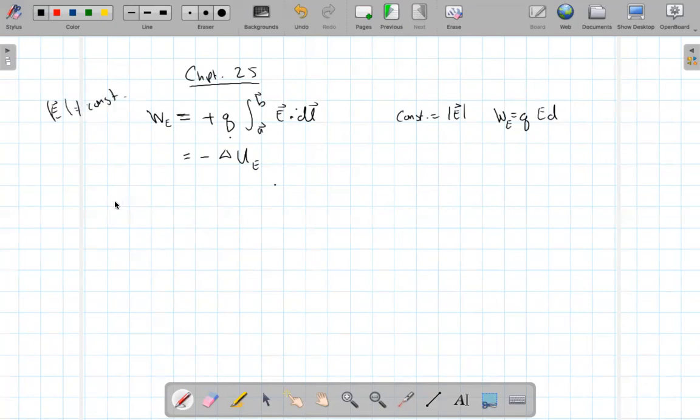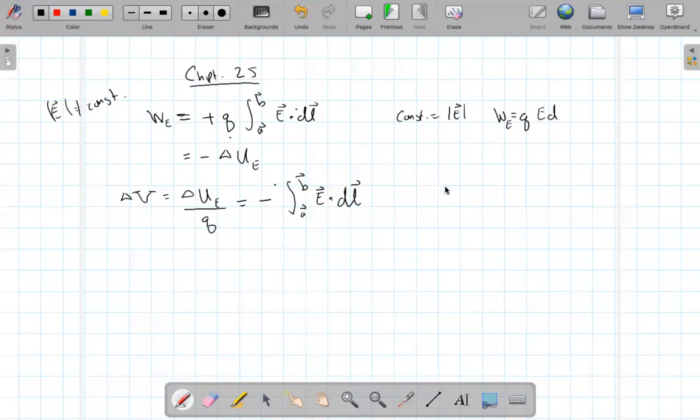Great. So from here, we can then define the electric potential, or I'm going to write the voltage, which is again the potential difference, equal to the change in electric potential energy per unit charge. And following what I have up here, this is then going to be equal to negative the integral from A to B of the electric field dotted with the differential length. All right, so this is my electric potential.